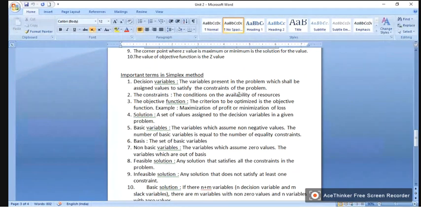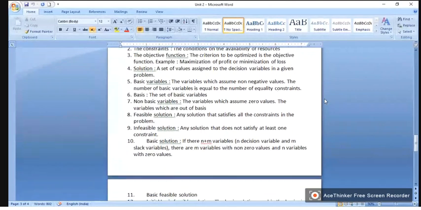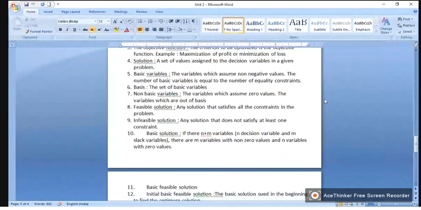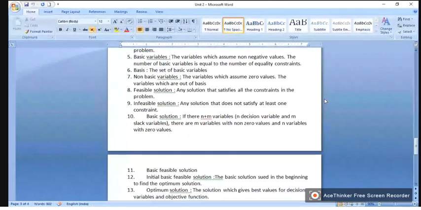Feasible solution: any solution that satisfies all the constraints in the problem. Infeasible solution: any solution that does not satisfy at least one constraint. Basic solution: if there are n plus m variables, n decision variables and m slack variables, there are m variables with non-zero values and n variables with zero values.